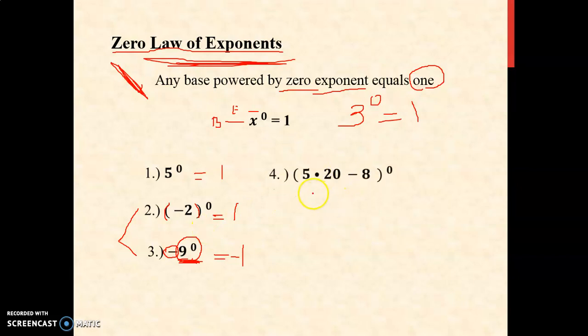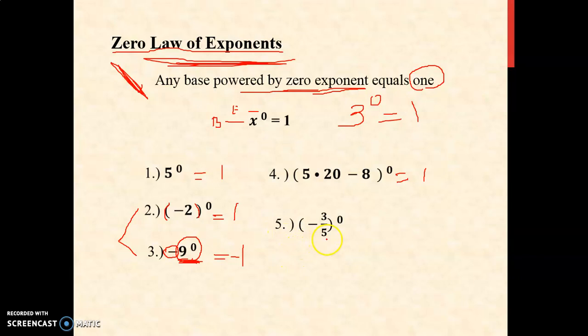How about in number 4? 5 times 20, that is 100. Minus 8, that is 92. But it is being raised by 0 exponent. Therefore, that is equal to 1. Because it says there, any base powered by 0 is equal to 1.